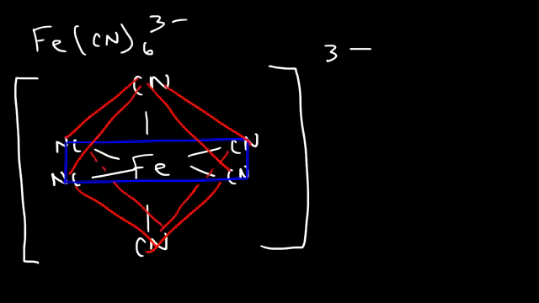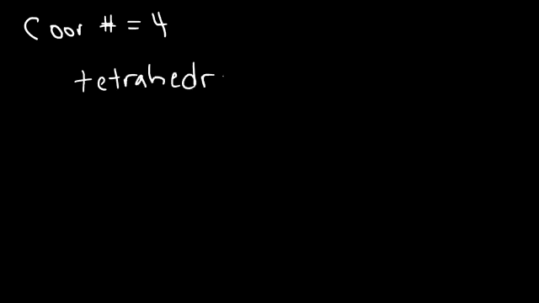So that's the octahedral structure of this particular complex ion. Now, if the coordination number is 4, then there's two types of geometries that can occur. One example is the tetrahedral geometry. Another one is the square planar geometry.